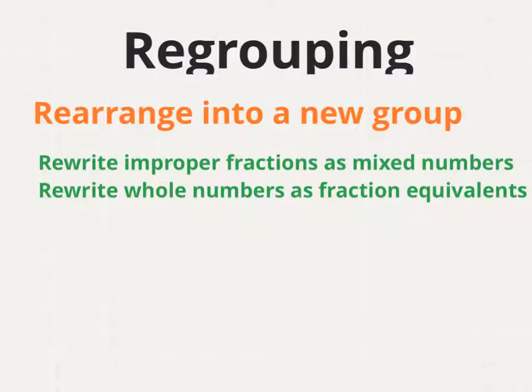We're essentially rearranging into new groups. Rewriting improper fractions as mixed numbers is regrouping. Borrowing from whole numbers, their fractional parts, so that we can continue to subtract is also regrouping. Regrouping is something you use with whole numbers focused on place value, and you'll use as well when adding and subtracting fractions and mixed numbers.